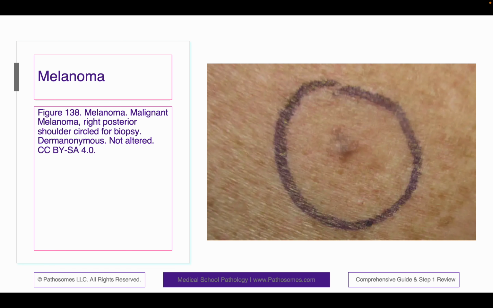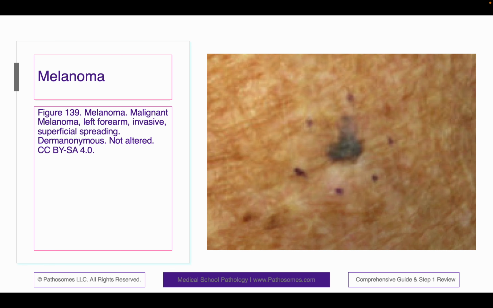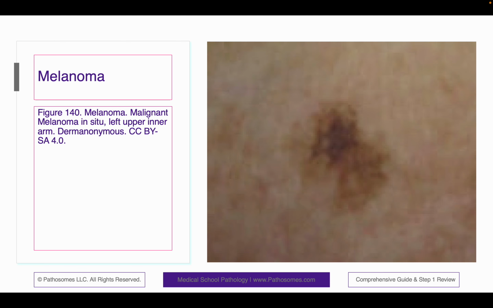Questionable, need to biopsy, but ABCDEs. Questionable, we'll biopsy it. The pathologist will let us know, right? Oh, now this one looks concerning if we're using our ABCDEs or ABCDs. We can't really tell if it's evolving from a picture, right? We need sequential pictures over time. Here we have malignant melanoma in situ of the left upper inner arm from a patient.